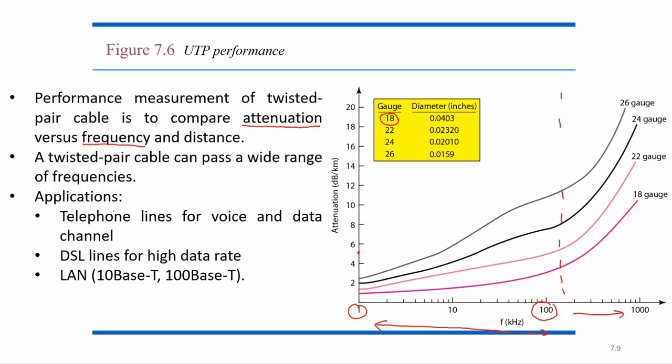Its applications are in telephone lines for voice and data channels, DSL lines for high data rate, and also in LAN cables. In LAN networks we can use it. Different types of LAN networks are 10 base T and 100 base T. These are different types of LAN cables. 10 base T can support a speed up to 10 Mbps, and 100 base T can support up to 100 Mbps.